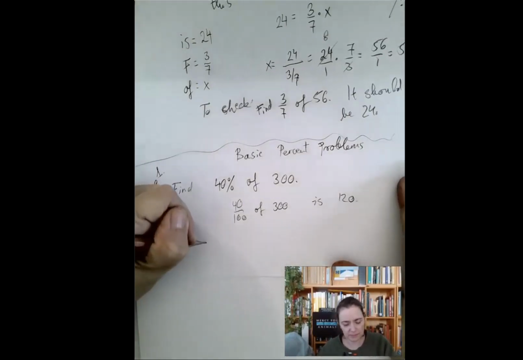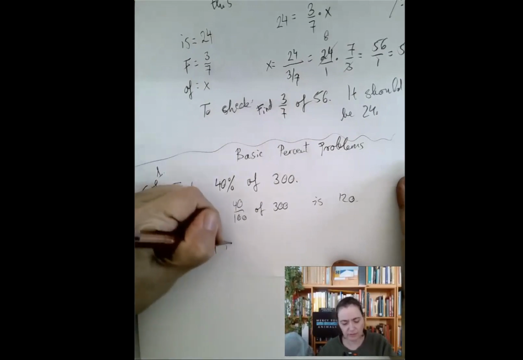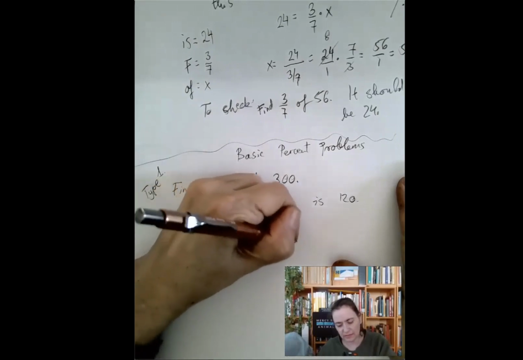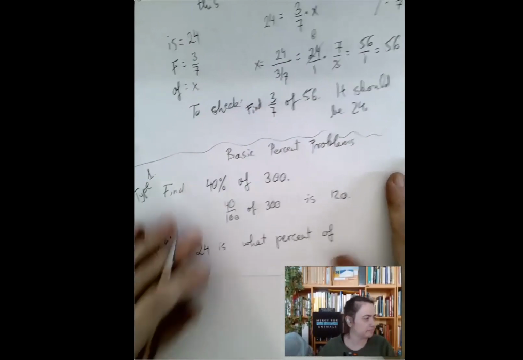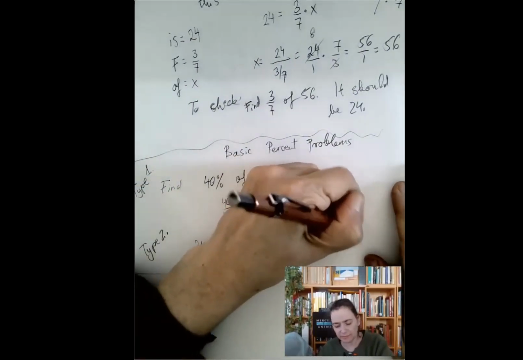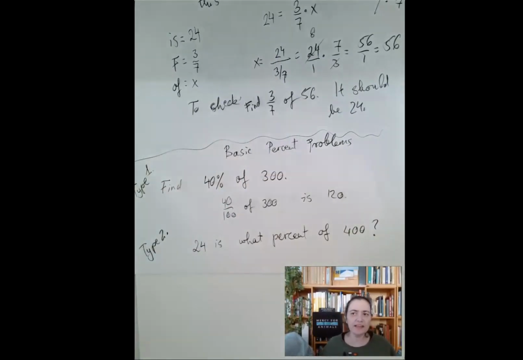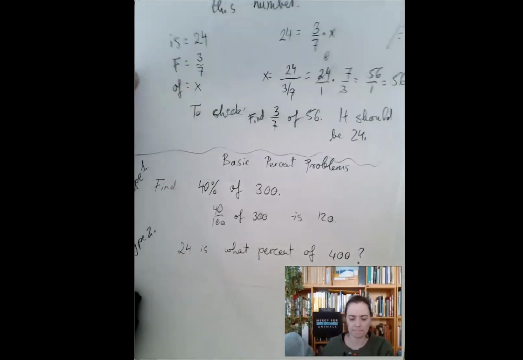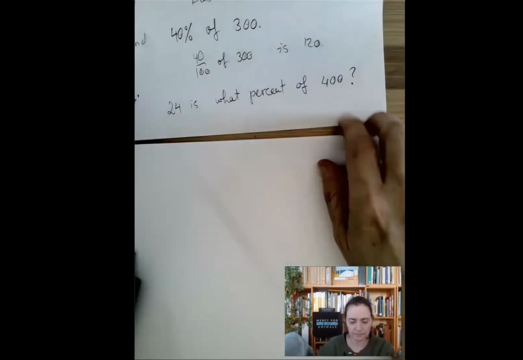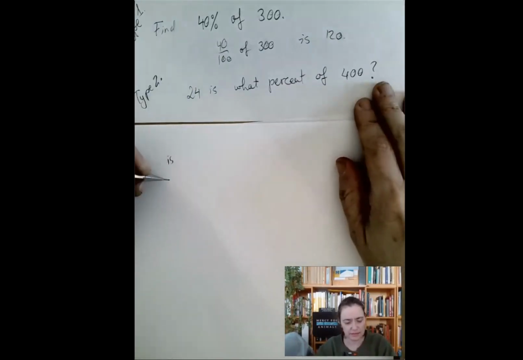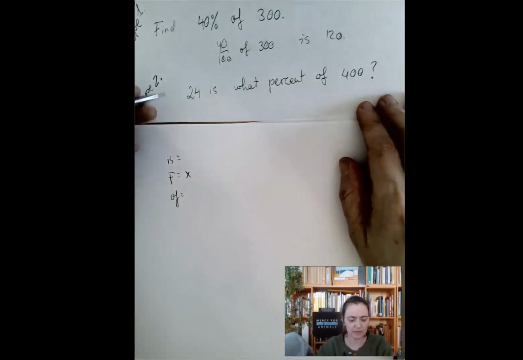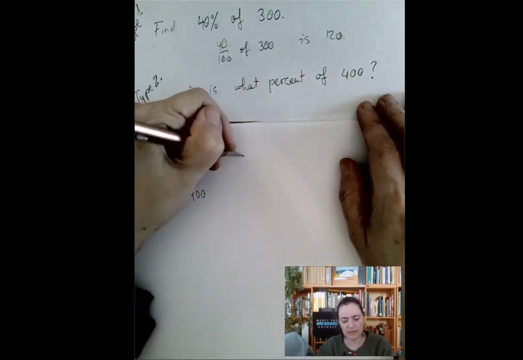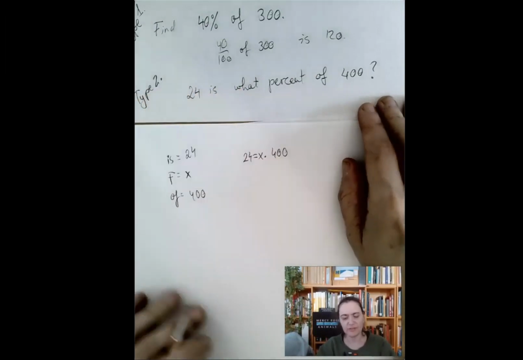Let me see. 24 is what percent of 400? So it's not tricky if it's just when we get the fraction at the end, how do we convert it into percent? This one is going to be nice, I think. So is fraction times of. What percent means that the fraction is being asked, and we have to present it with a denominator of 100. 24 is the is number, 400 is the of number. So is fraction times of, so for x.